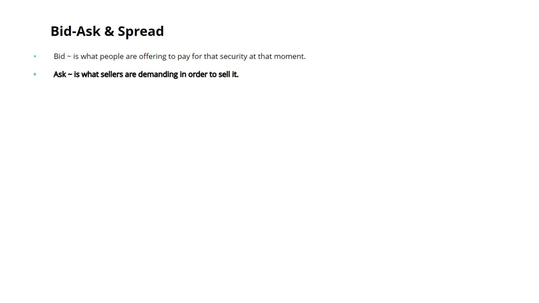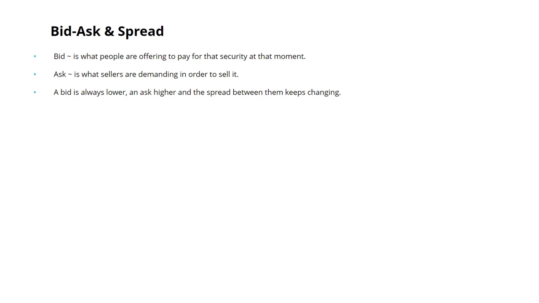Okay, let's talk about the bid, the ask, and the spread. So what is bid? Bid is what people are offering to pay for that security at that moment. So in this case, it is the buying price in simple terms. And the ask is what sellers are demanding in order to sell it, which means the ask is the selling price. The bid is always lower and the ask is always higher.